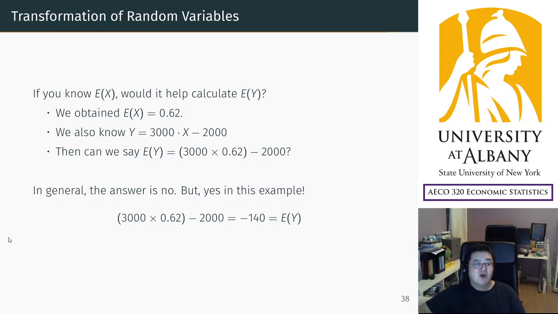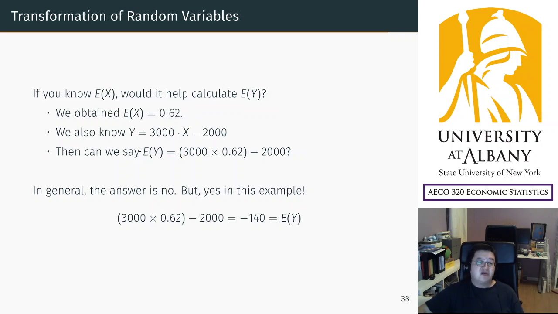For example, in our example, we already calculated that the average number of cars the dealer sold in a week was 0.62. On average, 0.62 cars the dealer sold each week. And we also know the relationship between the profit and the number of cars. So you may be able to say, okay, then the expected net profit is the net profit assuming you have sold this many cars. Can we say that?